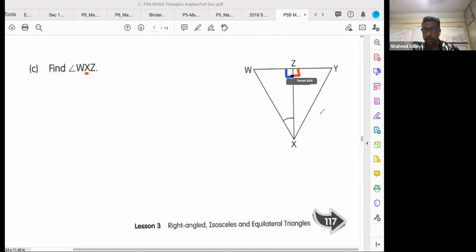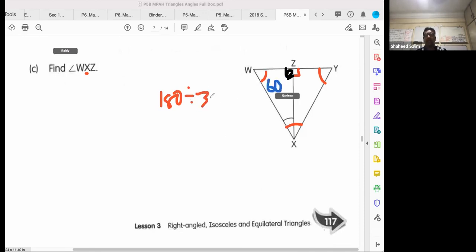Good. Now, one more thing. Farish, they say this triangle is an equilateral triangle. How much is this whole angle? Equilateral means all are the same. Take 180 divided by 3. What do you get? Yes, not 6, 60. Good. 60, 60, 60. Equilateral is always 60, 60, 60.